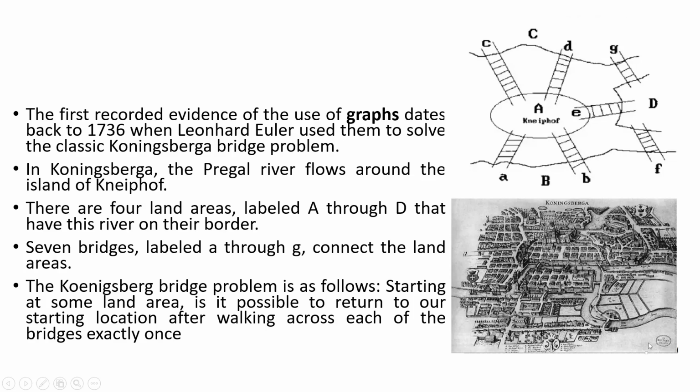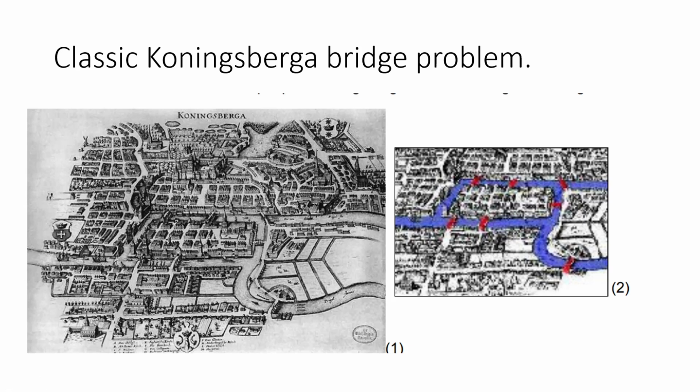You can see here there are some island places and these are all connected through bridges. The river, that is the Pregel River, flows around these islands. I'll enlarge the diagram. These are all the island places, this one, this one, this one, this one, this one. So this is the Pregel River with bridges connecting these islands.